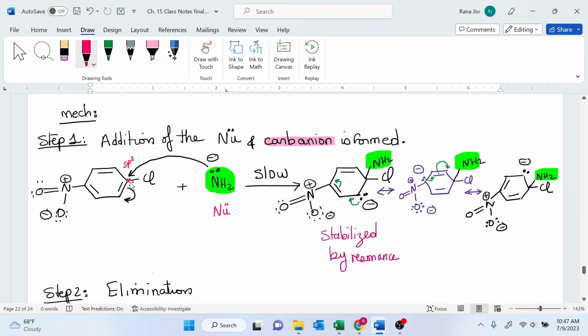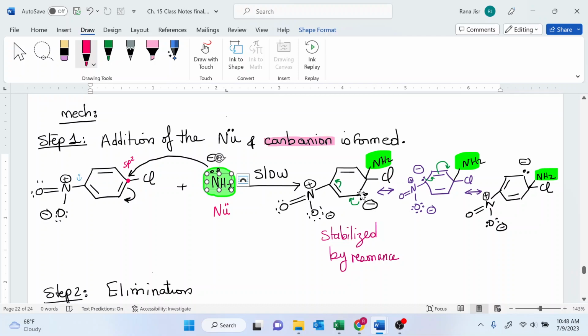Now, when it adds to the carbon, the chlorine won't leave. Elimination will not happen like this. Elimination will happen after the negative charge is distributed across the whole structure, and then in the final step, resonance is going to happen and the chlorine is going to leave. So the first step, you create a carbanion. The NH2 is going to add to the carbon, and then the negative charge is going to be on this carbon by opening the bond.